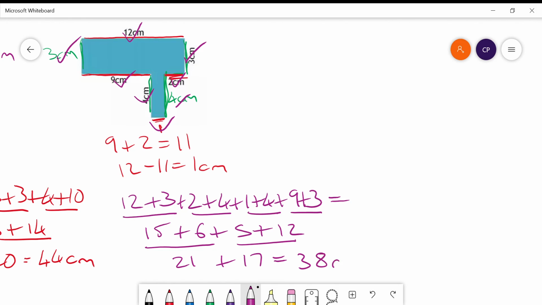And again, this question is in centimetres. And that is how we work out the perimeter of a shape that isn't as simple as a rectangle. And I hope that you now have all you need to start having a go at the questions yourself.